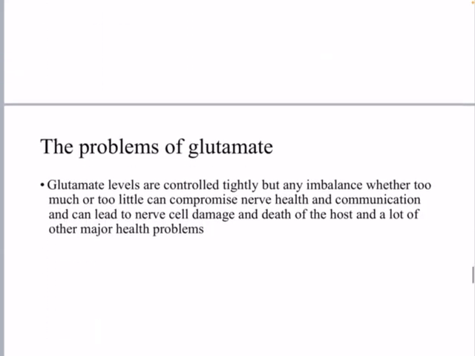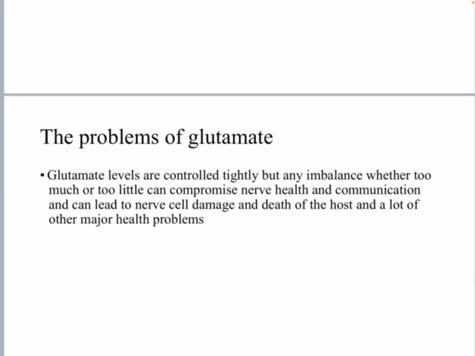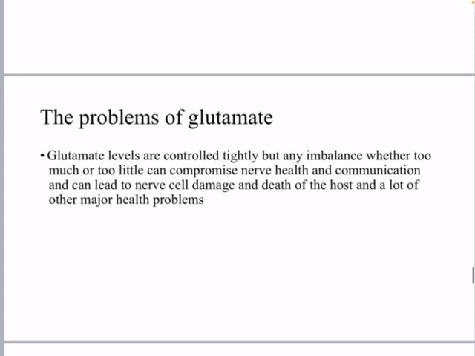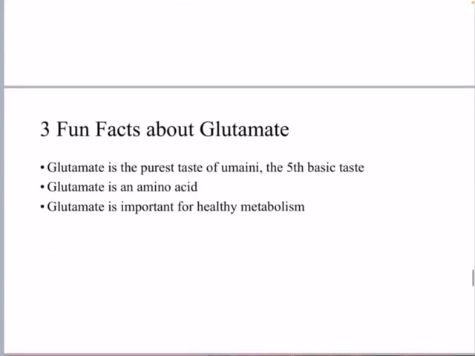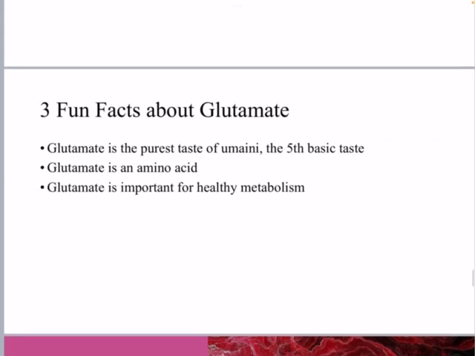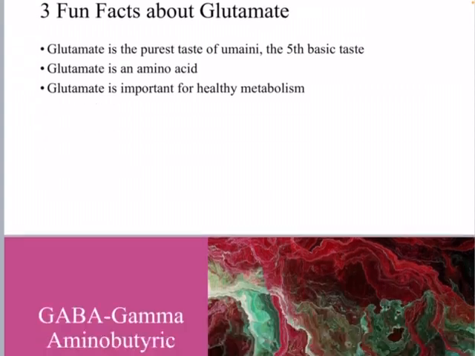Problems of glutamate. Glutamate levels must be controlled tightly. Any imbalance, whether too much or too little, can compromise nerve health and communication and can lead to major cell damage and death, and a lot of other major health problems. Three fun facts about glutamate. Glutamate is the purest taste of umami, the fifth basic taste. Glutamate is an amino acid, and it is important for healthy metabolism.